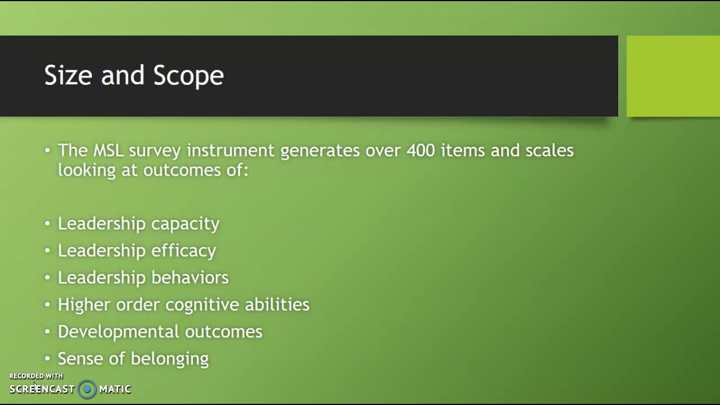And because of the wide variety of frameworks that they brought in, they now have a very large survey instrument that generates over 400 items and scales looking at outcomes of leadership capacity, leadership efficacy, leadership behaviors, higher order cognitive abilities, developmental outcomes, and sense of belonging. Obviously, we don't have enough time here to go into all of the specific questions and the detailed information that they're collecting on the survey, but it is really designed to get at a wide number of areas and issues that schools may want to look at themselves and that researchers may want to study.